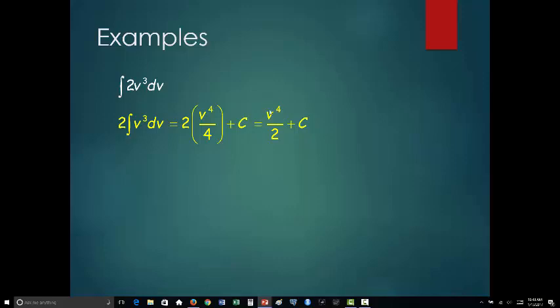Again, if you take the derivative of this to check, the 4 comes down in front, so you get 4v cubed divided by 2. The 4 and 2 would become 2v cubed. We got it. Yes.